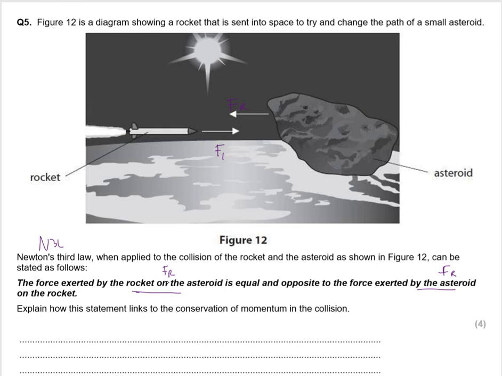Let me just change this one here. F rocket, asteroid, rocket, asteroid. Sorry, I can just leave this out. So rocket, F_A, rocket. Here we go.